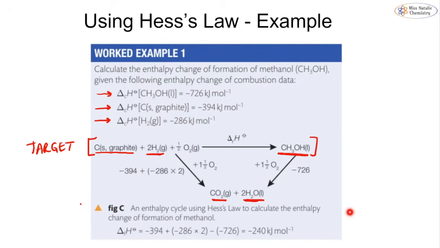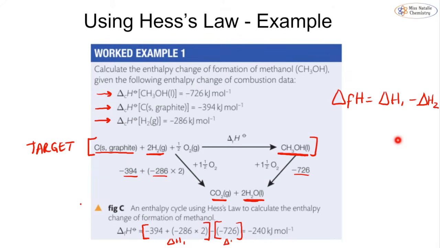So then we look at the values. Well, I need to add 394 for my graphite, and 2 times my hydrogen, which is 286. And then on the right-hand side, I'm going to have minus 726. So we've said that delta Hf is going to be equal to delta H1 minus delta H2. So here is my delta H1, which is adding these 2 values together, and then I'm going to subtract delta H2, and I should get a final answer of minus 240.